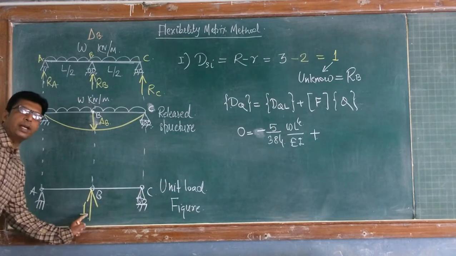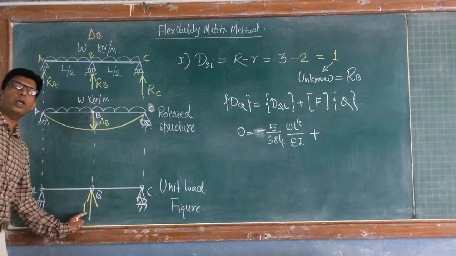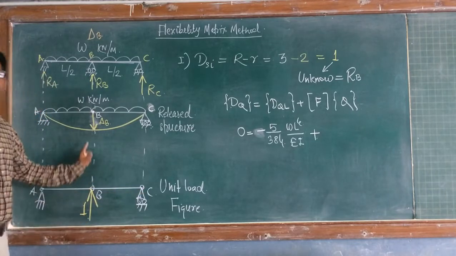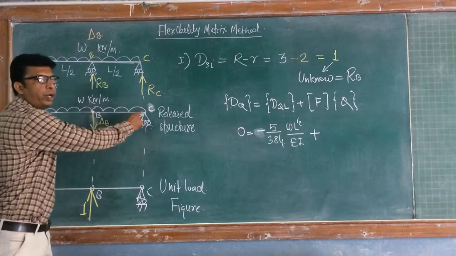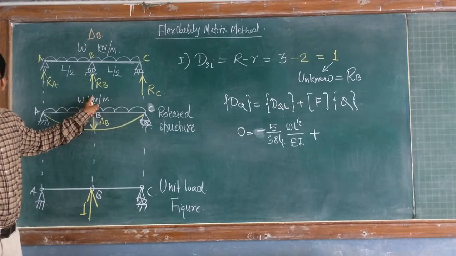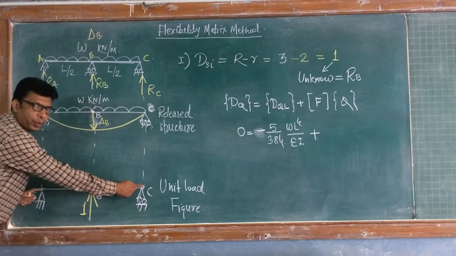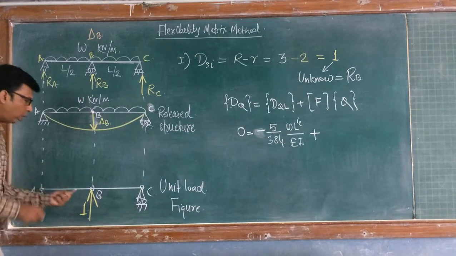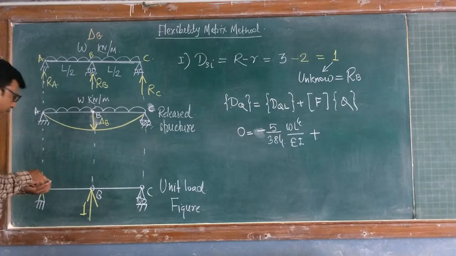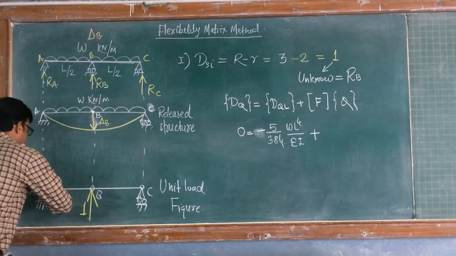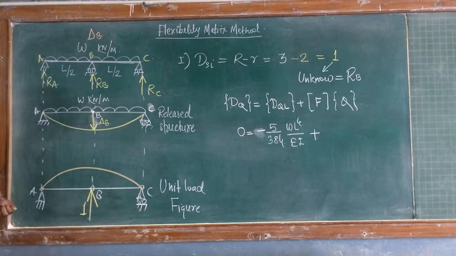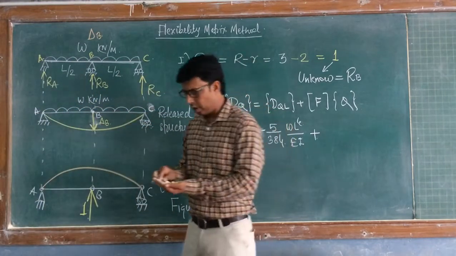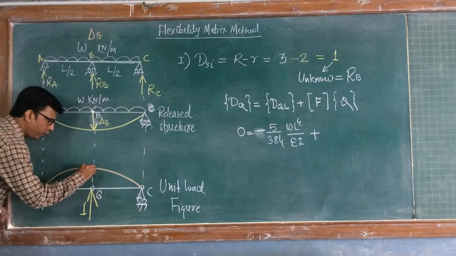Now if you look at this figure, it is a simply supported beam subjected to a central point load, and the point load is vertically upward. This is the simply supported beam subjected to UDL, the release structure, and this is the simply supported beam subjected to central point load. Since the point load is vertically upward, the beam will deflect upward.